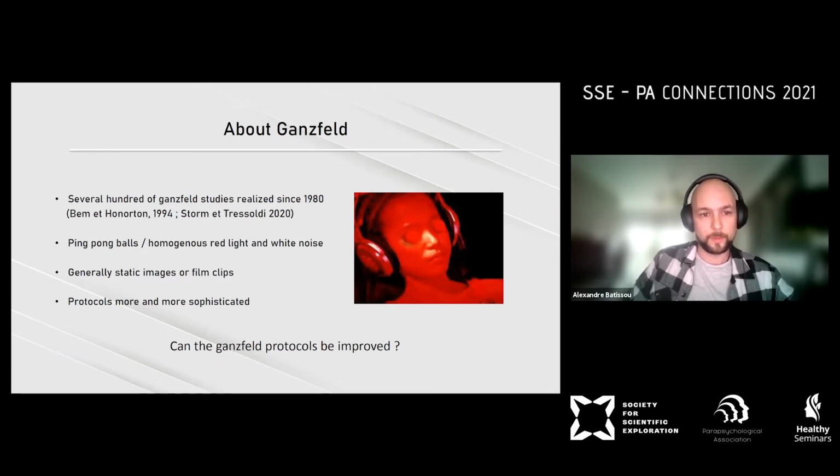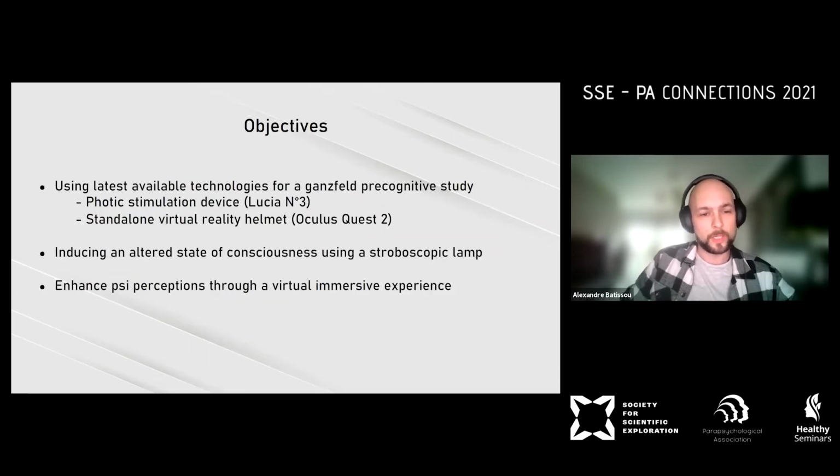With Professor Raberon, we wondered if it was possible to improve the Ganzfeld, and this is what brings us to talk about our study, which will take place in the fall. We are going to set up a precognitive Ganzfeld because there is no clear difference between the telepathic Ganzfeld and the precognitive Ganzfeld. The precognitive Ganzfeld is better from a methodological point of view.